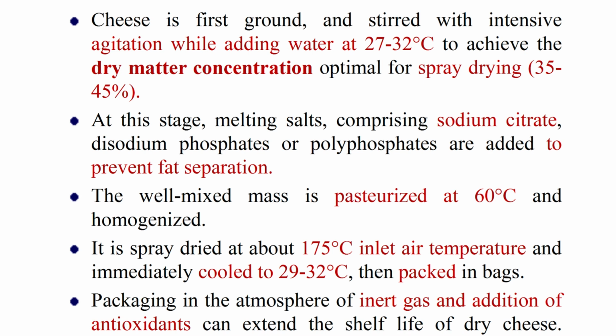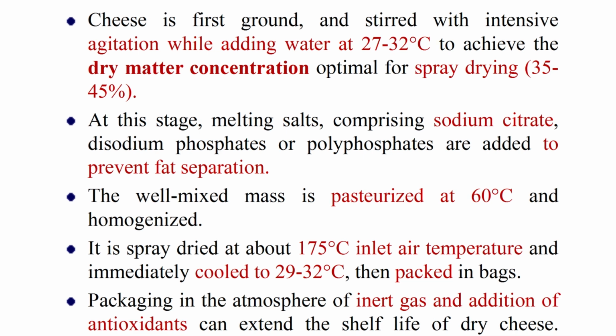The well-mixed mass is then pasteurized at 60 degrees Celsius and homogenized. It is spray-dried at about 175 degrees Celsius inlet air temperature and immediately cooled to 29 to 32 degrees Celsius before being packed in bags. Packaging in an inert gas atmosphere and adding antioxidants can further extend the shelf life of the dry cheese.